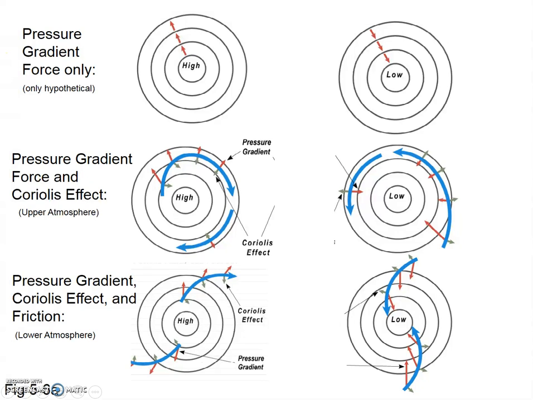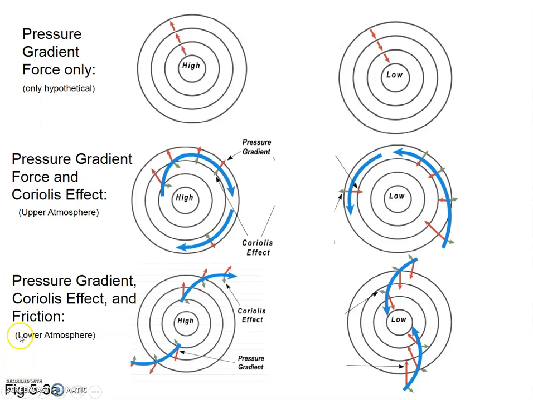You have a high and low pressure diagram when we're only considering the pressure gradient, which is just hypothetical. You have 2 diagrams, one for high and one for low when we're considering the pressure gradient and the Coriolis effect. That would be the case in the upper atmosphere. And in both cases, we end up with geostrophic winds.